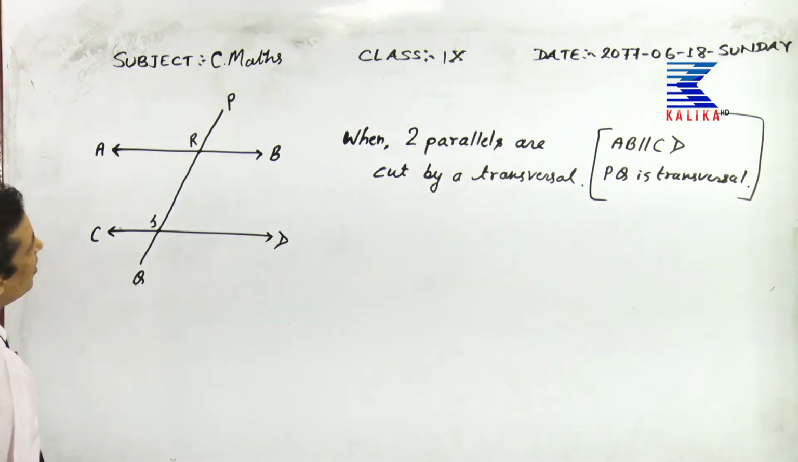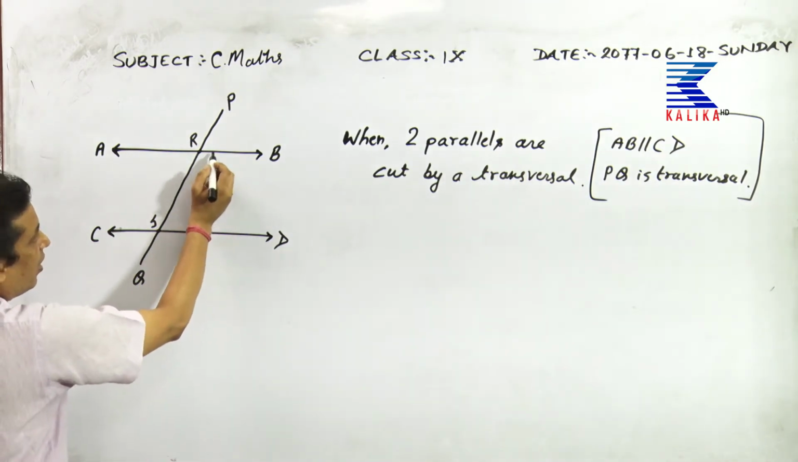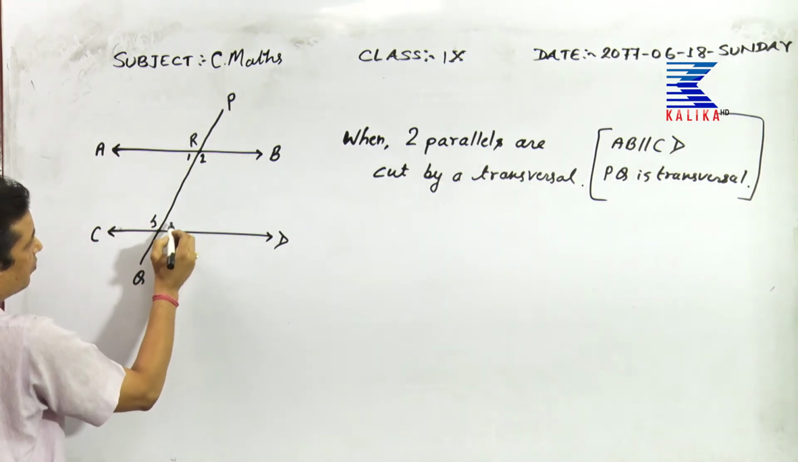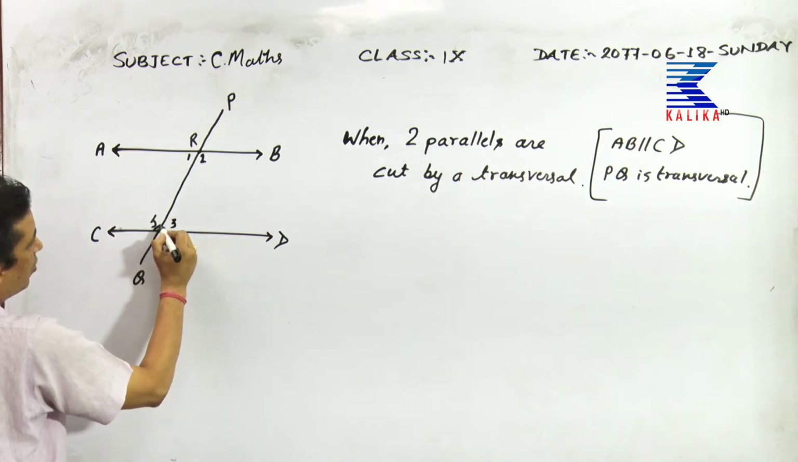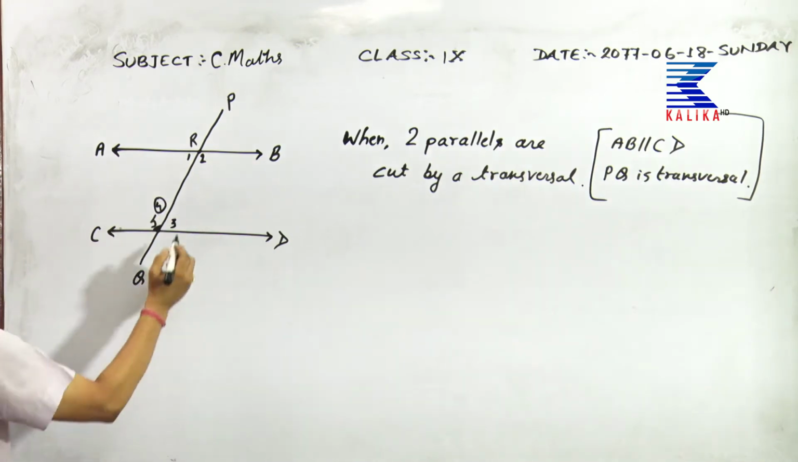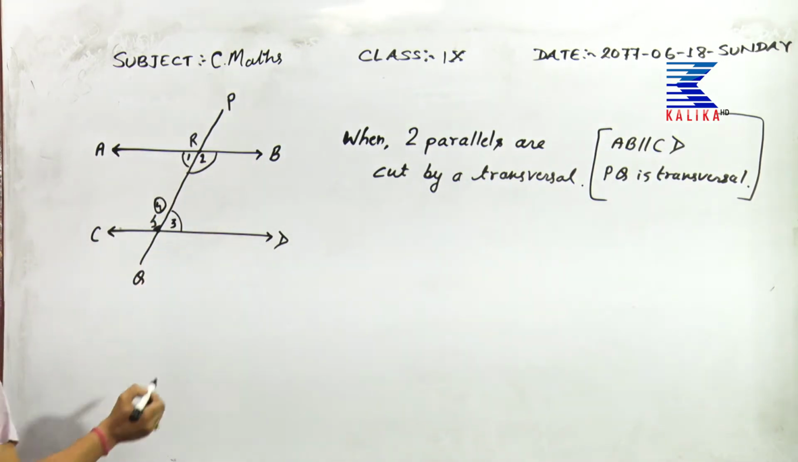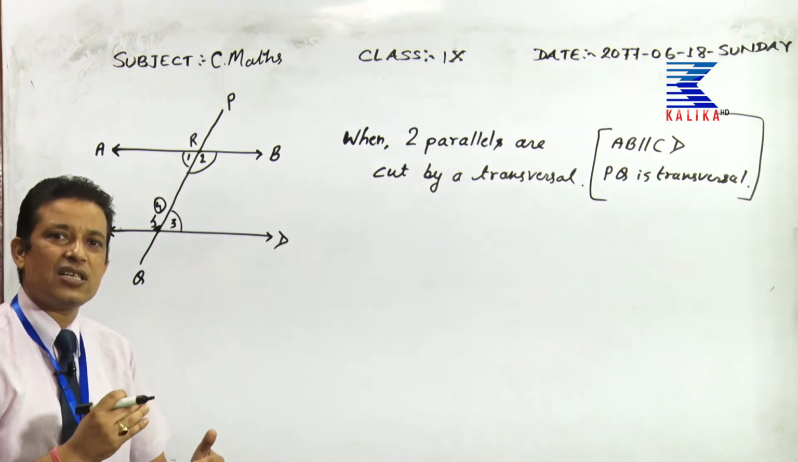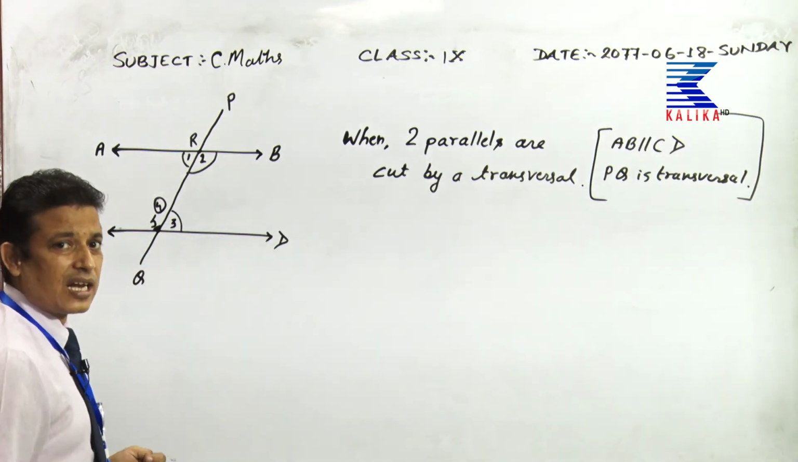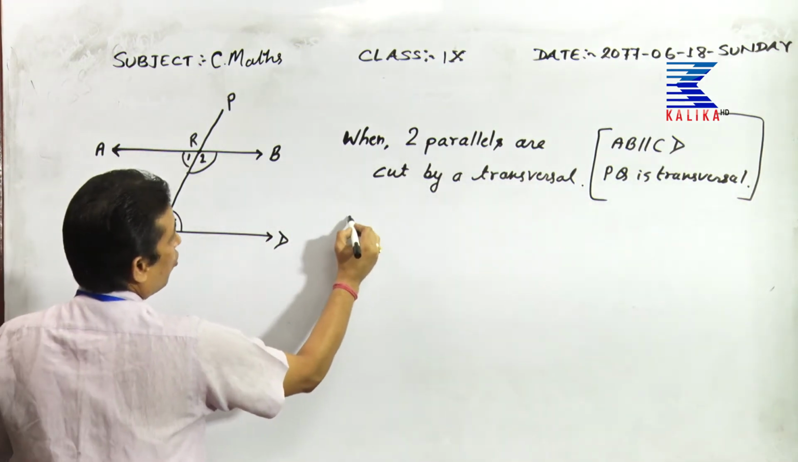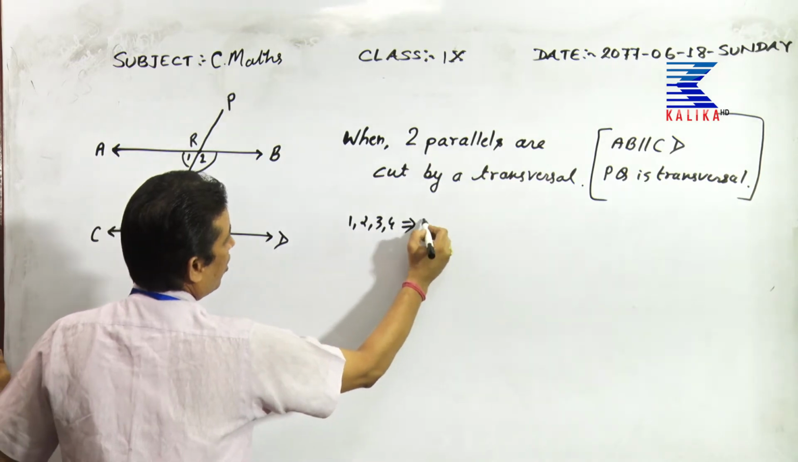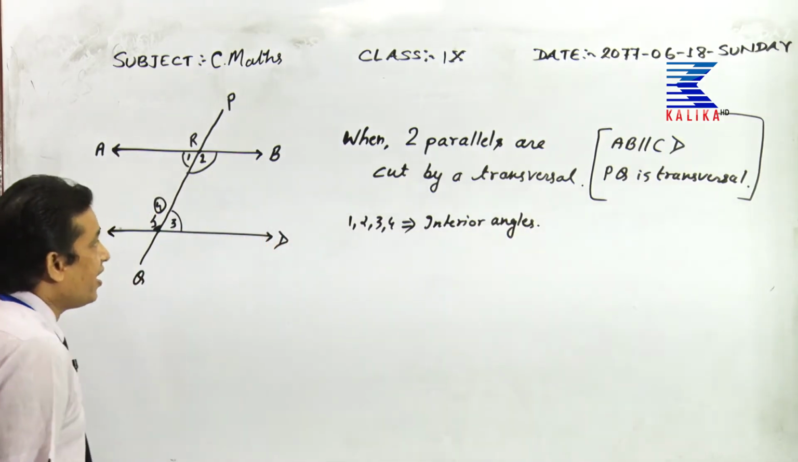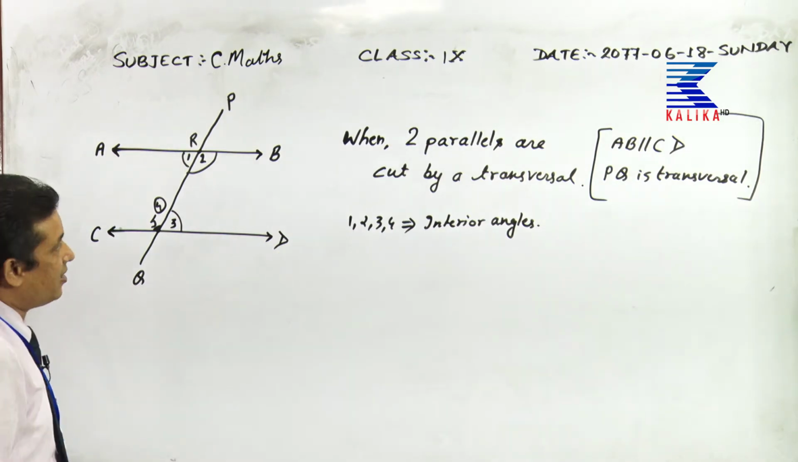Then let me start from here. Look, among them 1, 2, 3, 4. Here angles 1, 2, 3, 4 are inside the parallel lines. I am just going to revise it faster, dear student, because we have already learnt it in standard 8 also. These are called interior angles, because they are inside two parallel lines.